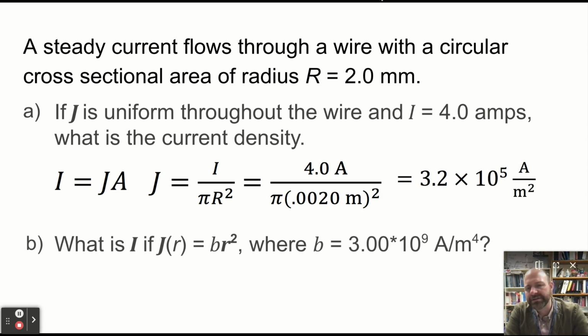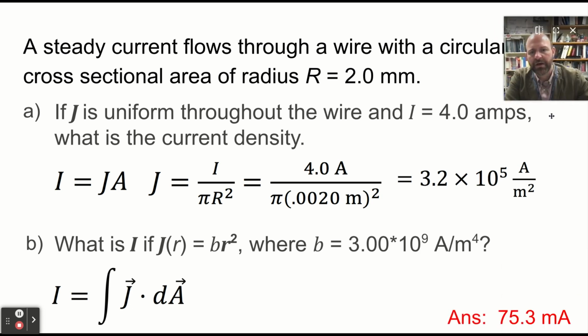But we might ask, what is the current if the current density is not uniform, if it depends on the radius, how far out? This is not uncommon either; the current density is often not constant through a conductor. This time you have to actually compute the integral. I can leave you to try this integral, but it's not that complicated. If you've got a dA in a circular wire, you integrate from the middle out by doing circles, 2 pi r dr, and you can get that value.